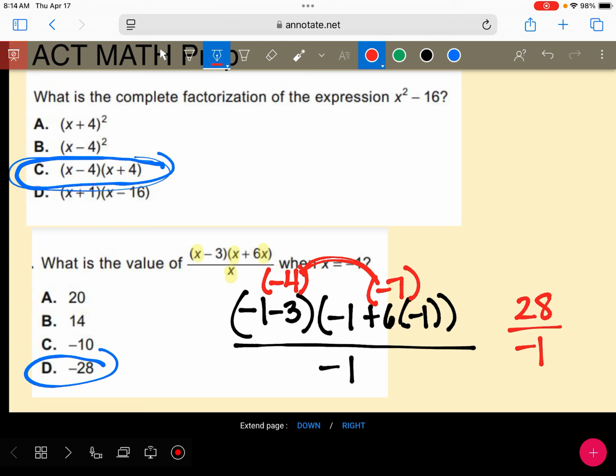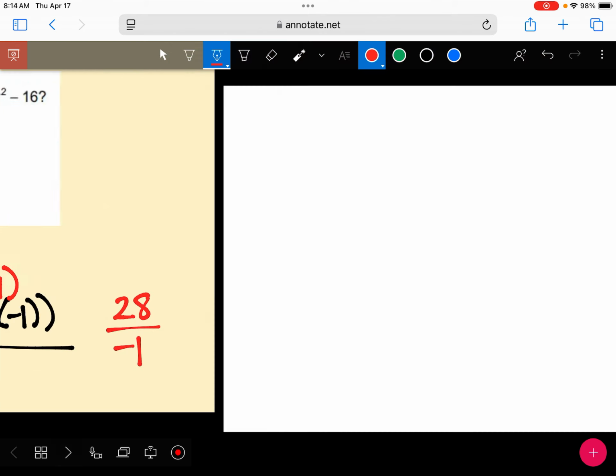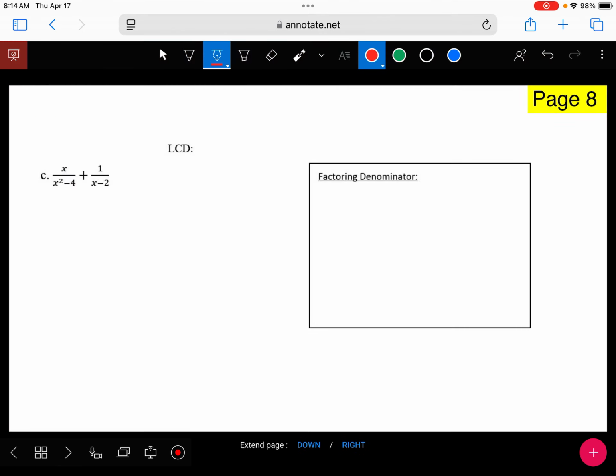All right, so we're going to continue adding and subtracting fractions. So go ahead and take out your notes and go to page 8. So the questions we're doing today, we need to factor first. So we have to start by factoring one of our denominators.